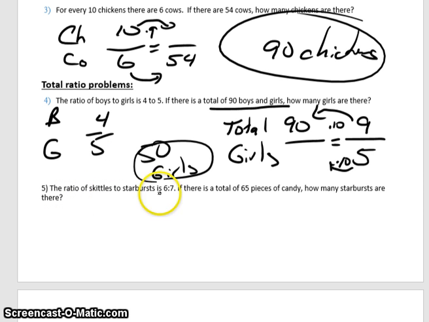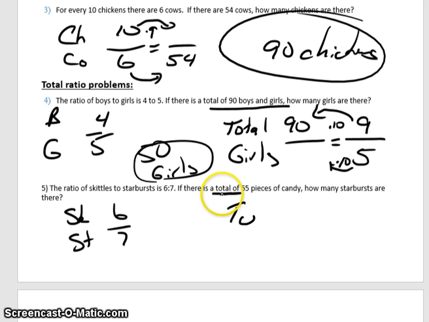All right, so we've got the ratio of Skittles to Starburst, 6 to 7. So I've got Skittles, I've got Starburst, and it's 6 to 7. They say there's a total of 65 pieces of candy. So again, total. The 65, no, there's not 65 Skittles. No, there's not 65 Starbursts. There's a total of that amount. So I know I need to have a ratio that involves total, and they want to know how many Starbursts there are. So I'm going to have to use my Starbursts.